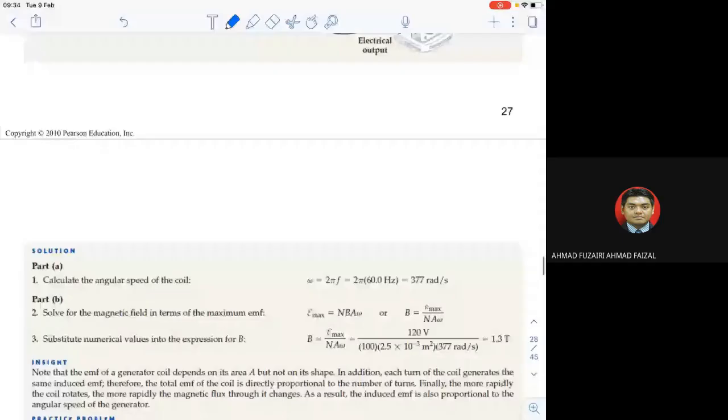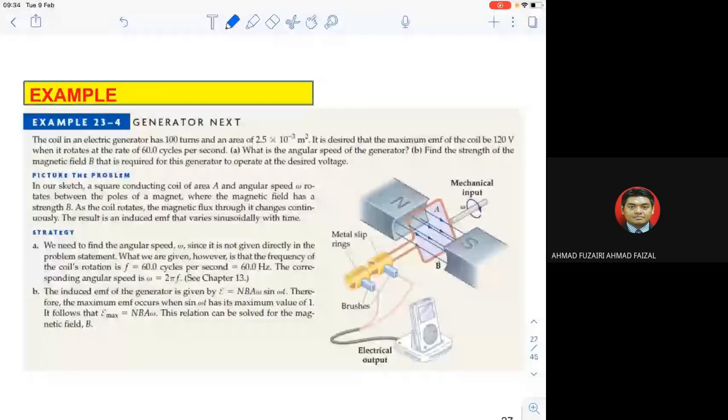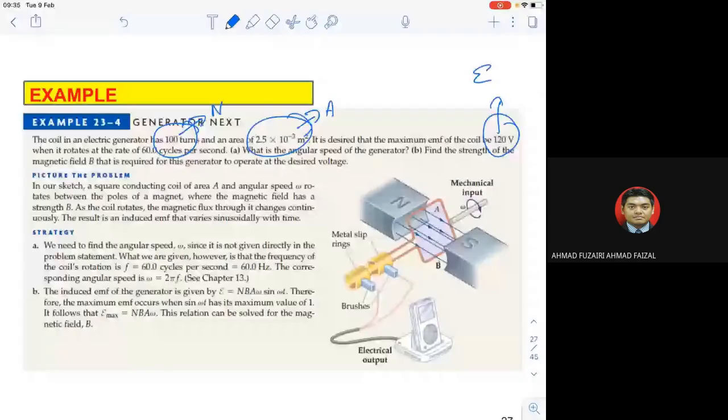So let's look at this example. The coil in an electric generator has 100 turns, so this is N, and area. It is desired that the maximum EMF of the coil is given when it rotates at the rate of 60 cycles per second. What is the angular speed of the generator? This question involves omega because it involves angular speed.